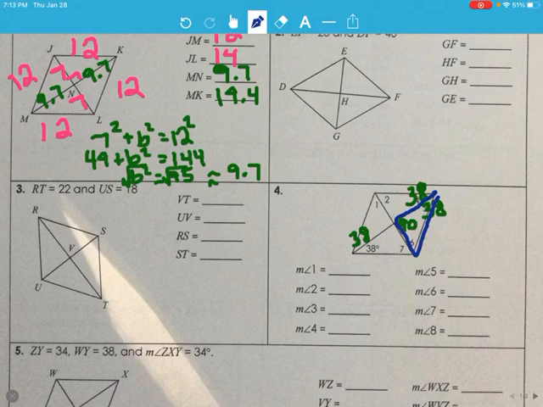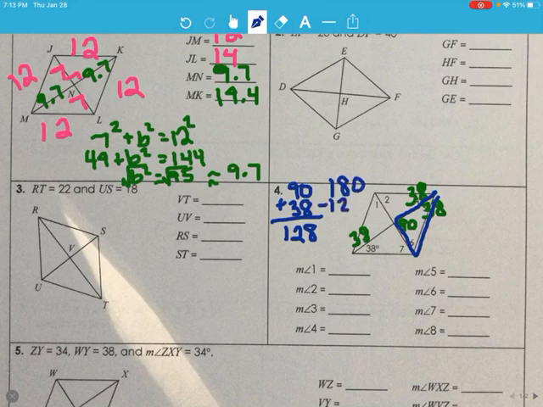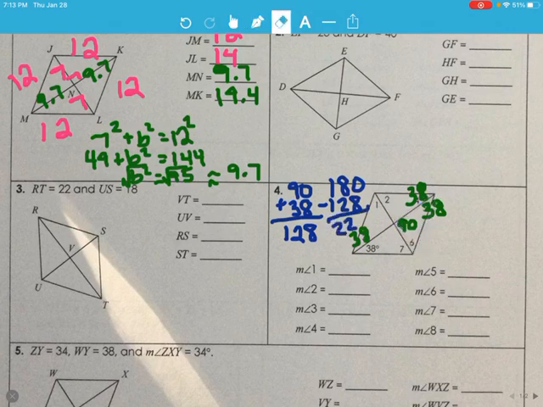And I know a triangle always adds up to 180, so what I can first do is add 90 and 38. And I get 128. Then I go to my calculator and I do 180 minus 128. Let's see what we get. It is 22. I'm going to go ahead and erase that. So if angle 6 is 22, that means angle 7 is 22, angle 2 is 22, and angle 1 is 22.